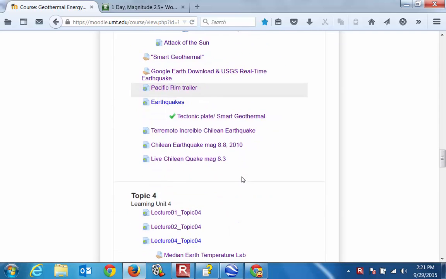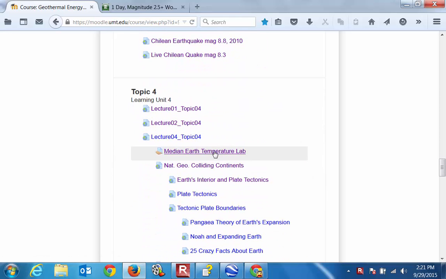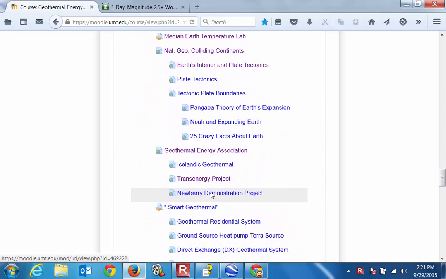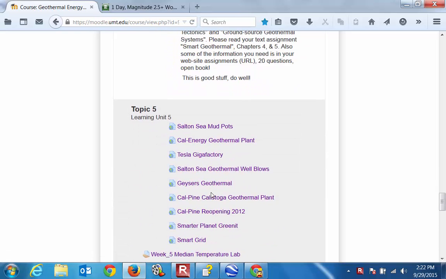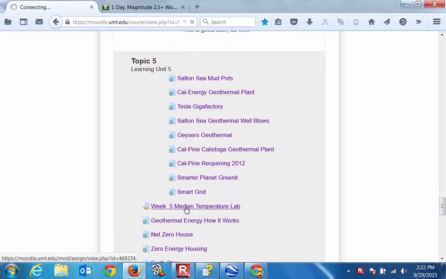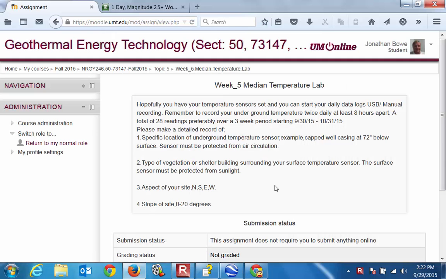But as far as the median Earth temperature lab, we talked about the siting, the installation, and now this week we're looking at the actual implementation. Here would be your information on that. Week 5 median temperature lab. Hopefully you have your temperature sensors set and you can start your daily data logs, USB or manual recording. Remember to record your underground temperature twice daily at least 8 hours apart.